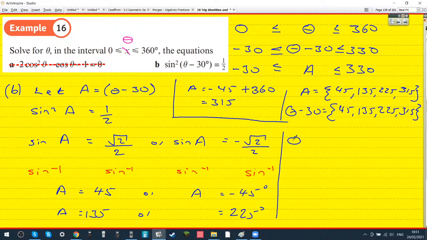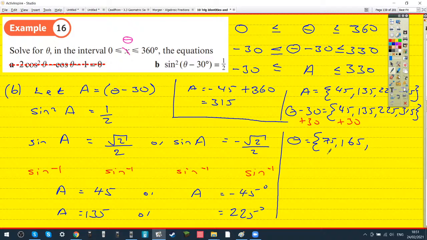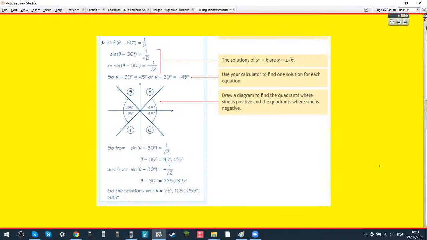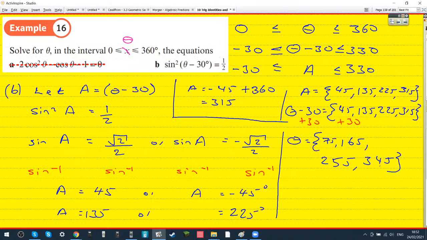And so how do we get theta? Minus 30 everywhere. It's already minus 30 on the left side. So 15. No. Opposite of minus 30. Inverse. Oh, okay. So 75. Yeah. 165. 255. And 345. Let's see. 75, 165, 255, 345.